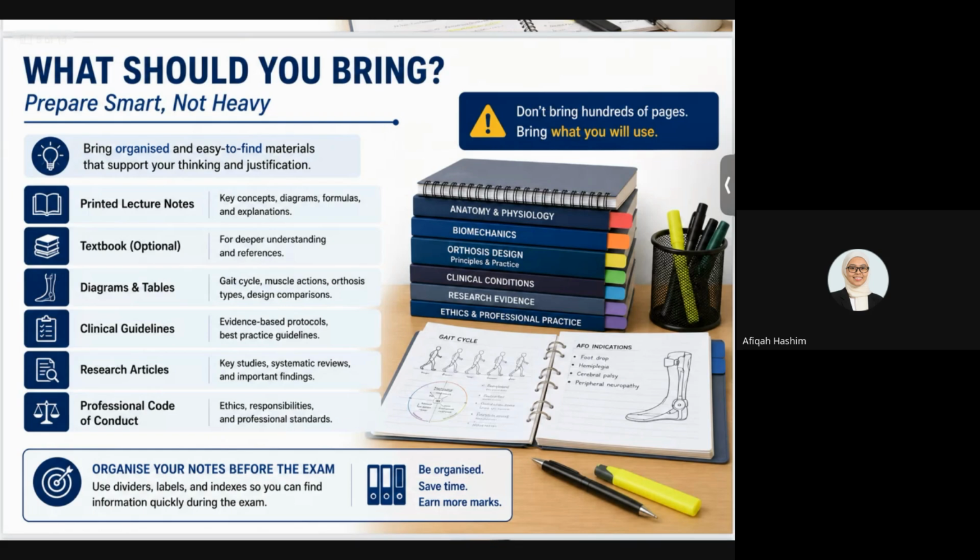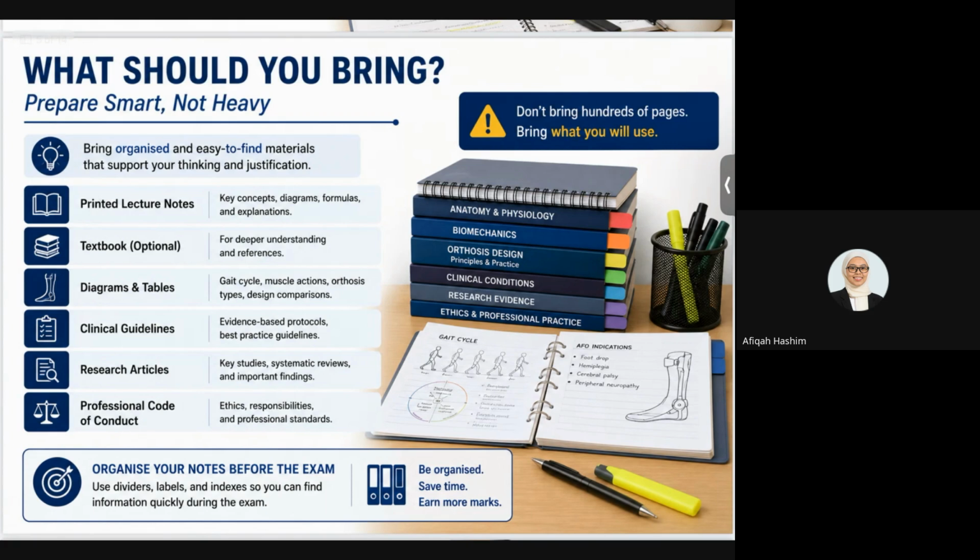You know what to expect in your exam. You will have a problem, you need a solution: biomechanics, muscle. And for this course, I would recommend you bring your lecture notes because they contain the core concepts that we have discussed. Throughout the semester, you should also prepare comparison tables. For example, compare different types of AFO, or compare different orthotic materials. These are much faster to refer to than reading through paragraphs of notes.